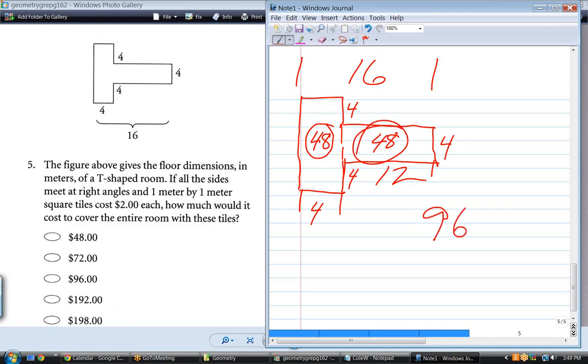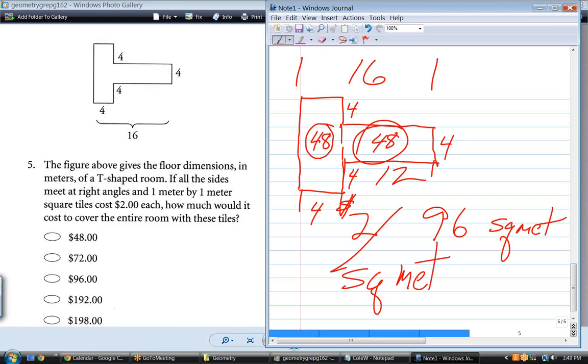96 square meters. We are multiplying that by $2 per square meter. And it's always a good idea to make sure your units cancel. In other words, this square meter in the denominator cancels with that square meter, and I get 2 times 96, which is $192. If your units don't come out properly, then you've probably made some mistake. You've either multiplied when you should have divided, or the other way around.